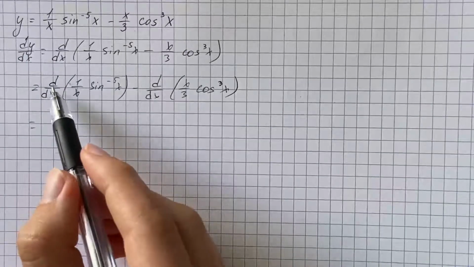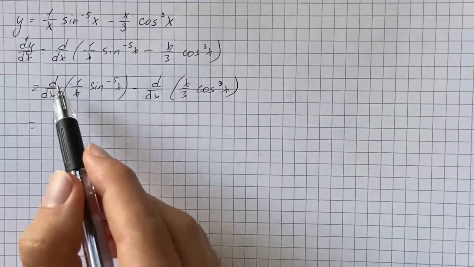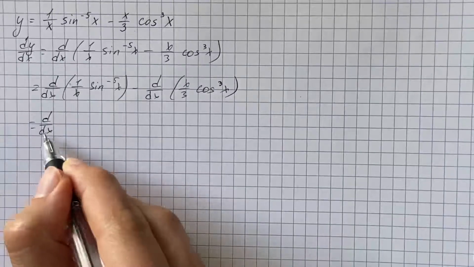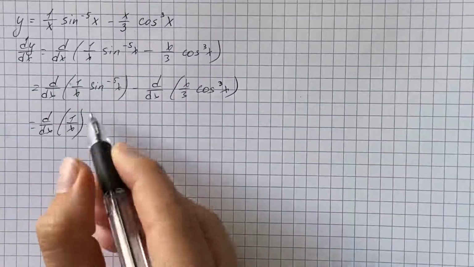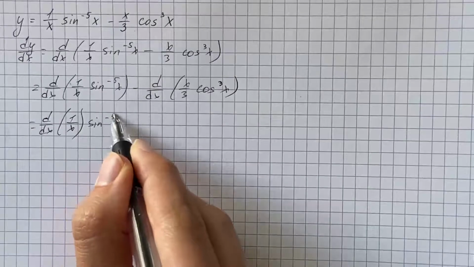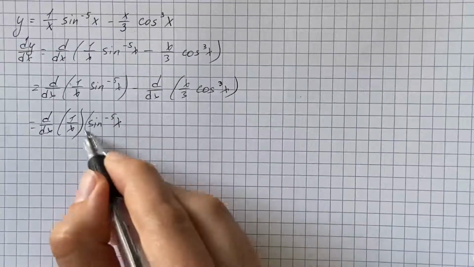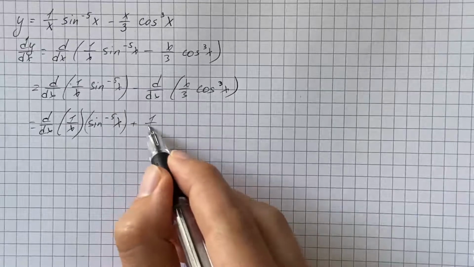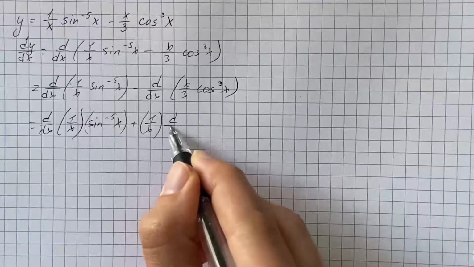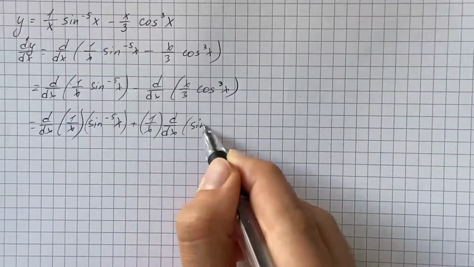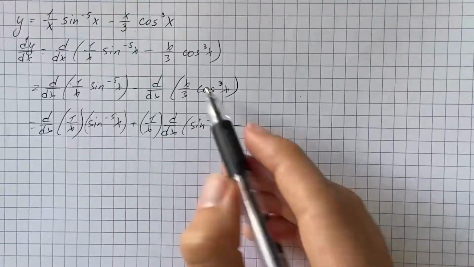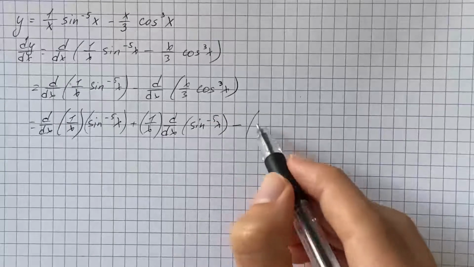At first we're going to find the first derivative, and here we're going to use the product rule. So we take the derivative of the first term, which is 1 over x, and multiply by the second term, and then we add the first term times the derivative with respect to x of the second term, which is sine to the power negative 5. And I'm going to do the same with the second derivative.